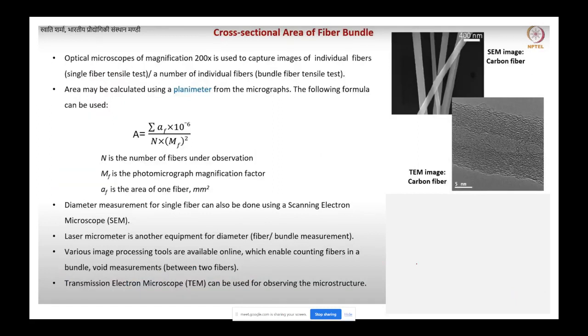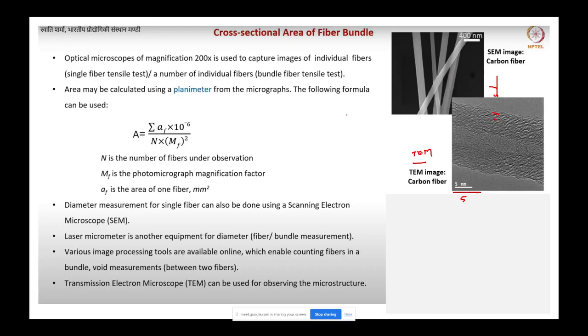So in the cross sectional area of the fiber bundle, here you can see this is a TEM image. The scale size is 5 nanometer. This is the SEM image of carbon fiber and this is the TEM image. This is at 400, and when you further magnify it, it will look like this. This is a very beautiful image of carbon fiber.